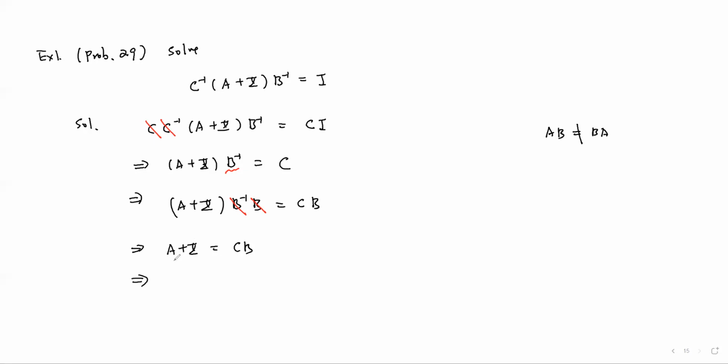Final step, move A to the right side. How? Add negative A to both sides. Done. This is the solution. Okay. How about 43? Oh, 43 just compares the inverse of a matrix. So you can take a look and review your homework.